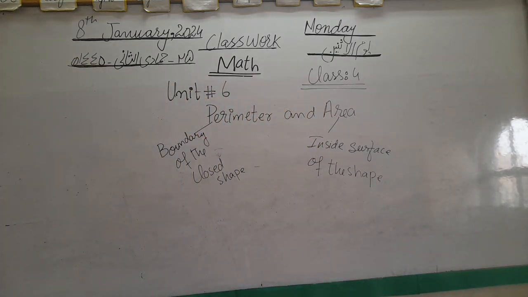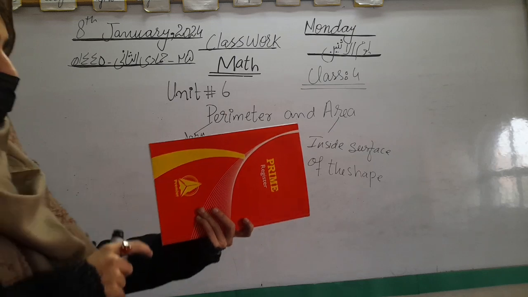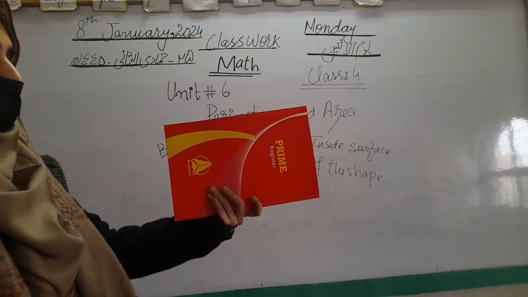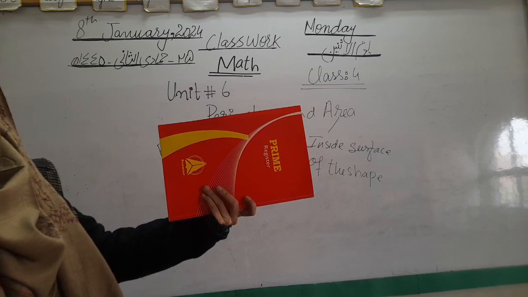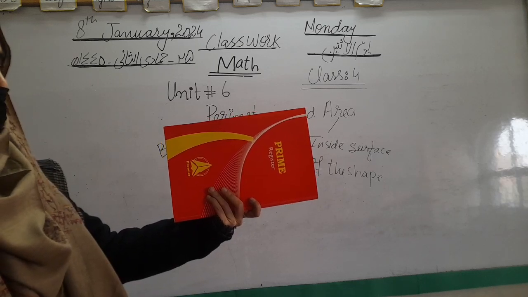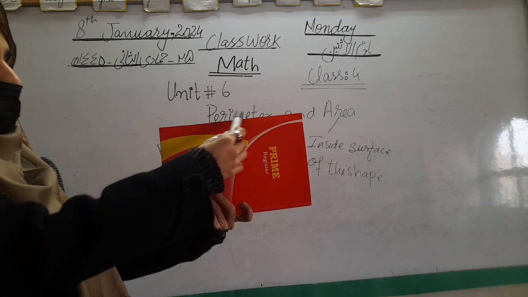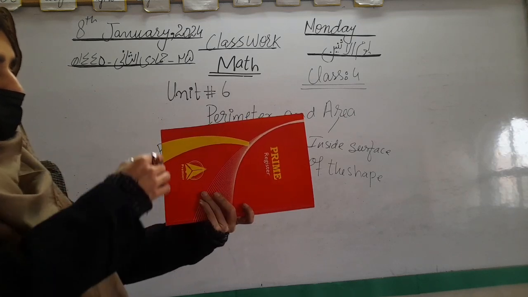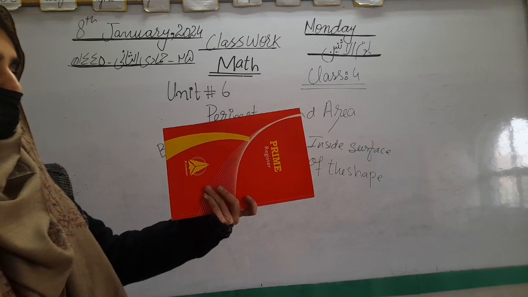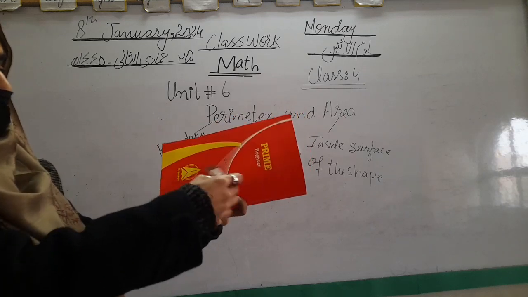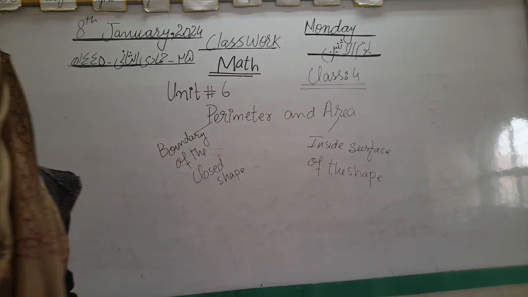Now look at this register, everyone. Tell me class, what is the perimeter of this register? Tell me Abdullah. Good. Perimeter is the boundary of this register. And what is the area of this register? The inside surface is the area of the register.